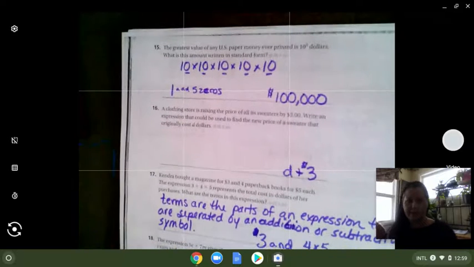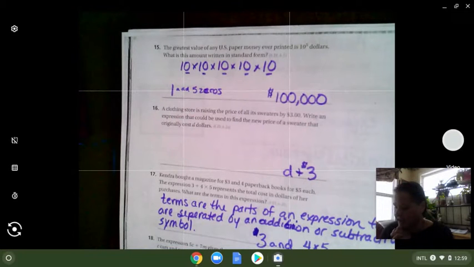All right, number 15 says the greatest value of any U.S. paper money ever printed is 10 to the fifth dollars. What is the amount written in standard form? So I did 10 times 10 times 10 times 10 times 10. I multiplied 5 of those 10s together, and that would be $100,000. That's the greatest value of any U.S. paper money ever printed. $100,000.